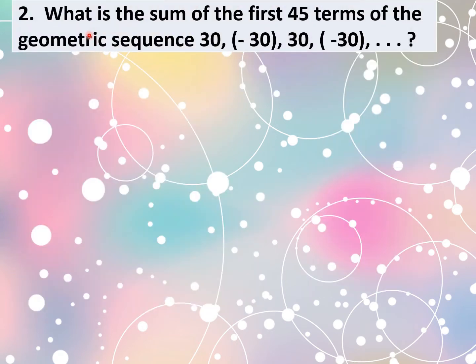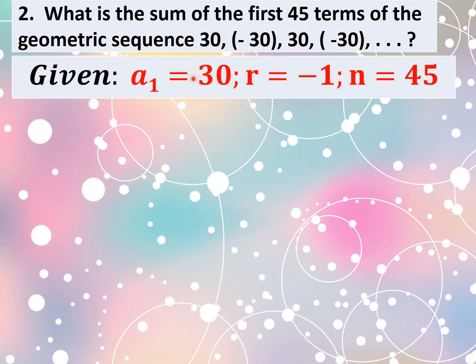Let's have the second example. What is the sum of the first 45 terms of the geometric sequence 30, negative 30, 30, negative 30, and so on? So, parang the same din sa given sa number 1 kanina. Same lang yung mga terms pero nag-alternate lang yung sign nila. Positive to negative, positive to negative. So, first, identify natin yung given.